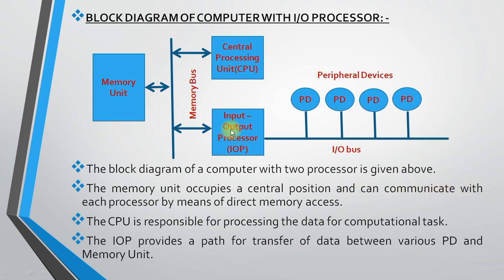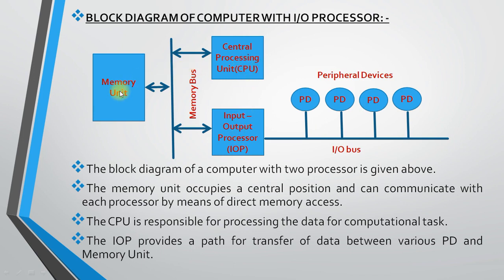Each processor means the first processor, that is called CPU, and the second processor, that is IOP. So the memory unit occupies the central or middle position, which is able to communicate with each processor by means of direct memory access. With the help of the memory bus, you are able to communicate with each processor.